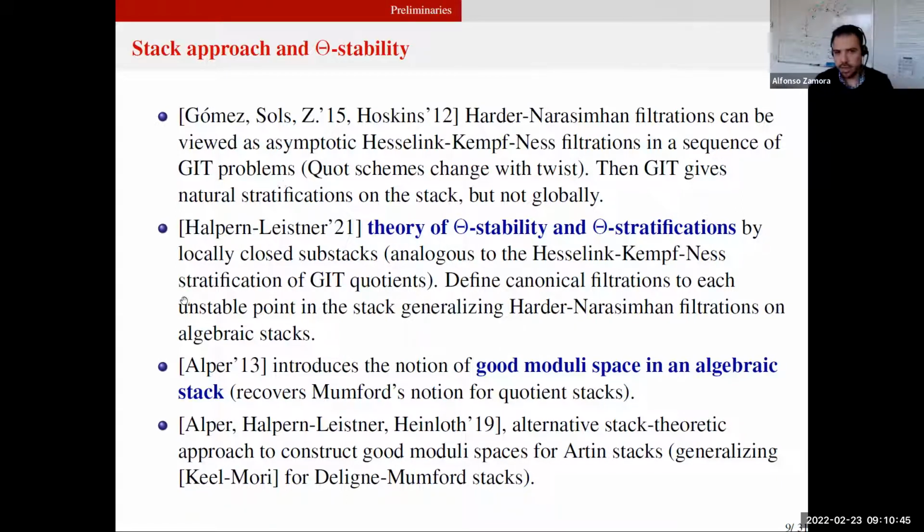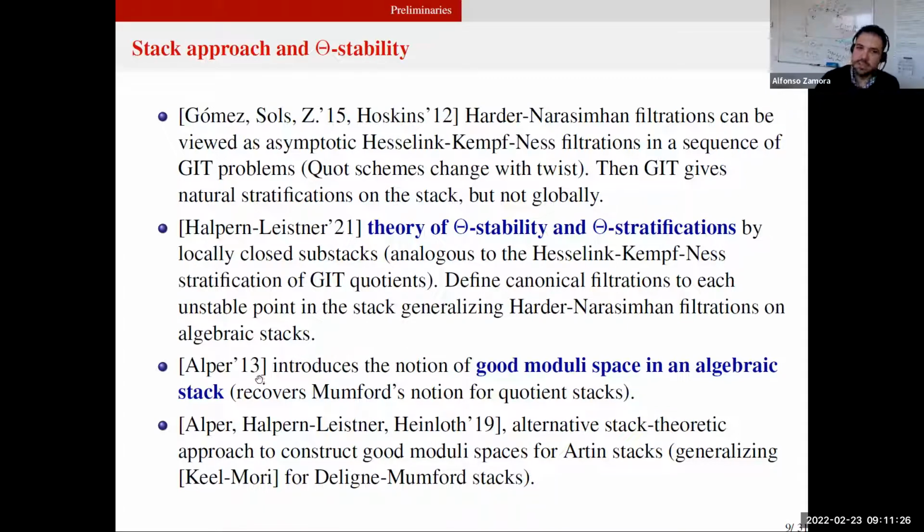Then there is this nice theory by Halpern-Leistner, coming from his PhD thesis, which is the theory of theta stability and theta stratifications, which are stratifications of the full stack by locally closed substacks. These stratifications are analogous to the Hesselink-Kempf-Ness stratifications. But now the stratification is stack intrinsic, and it goes for the full stack, not just for some truncation of the stack. And this allows one to show some notion of Harder-Narasimhan filtrations in the stack problem, from the stack point of view, without going through GIT theory when constructing a moduli space.